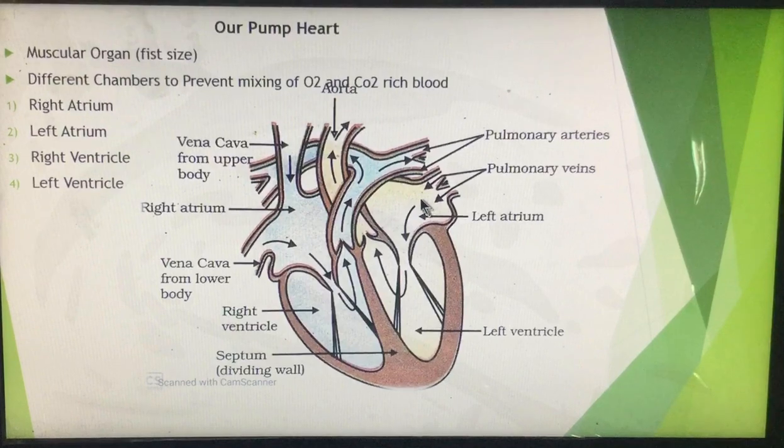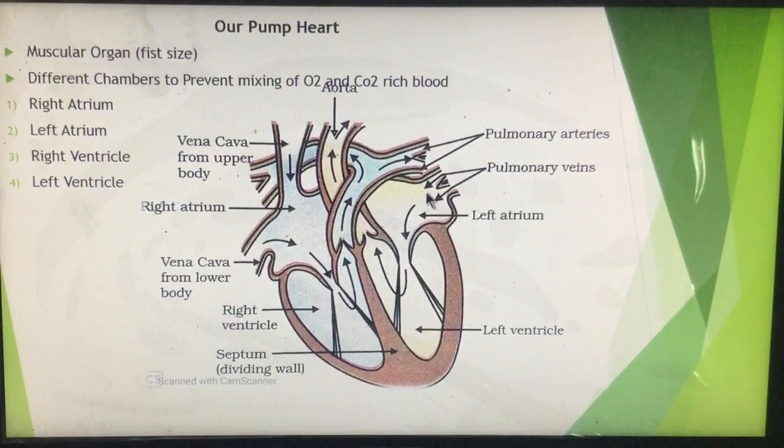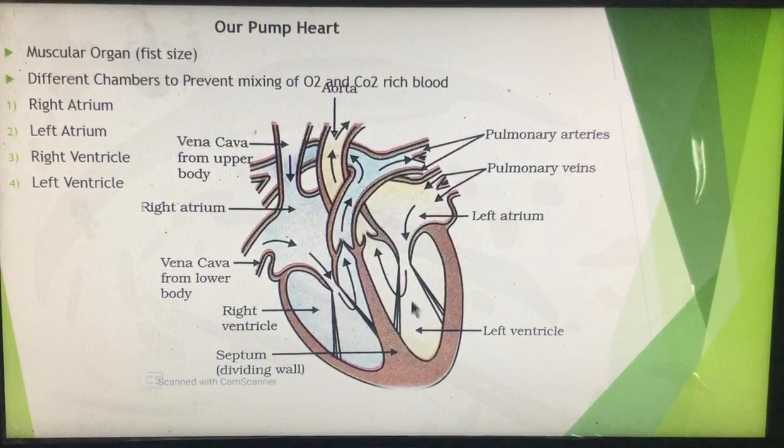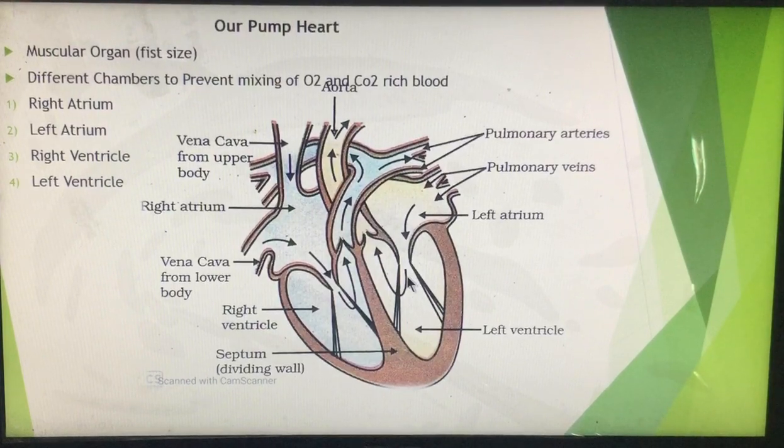Now what happens? The left ventricle contracts. पहले क्या contract कर रहा था? Left atrium. When the left atrium contracts, the oxygenated blood goes into the left ventricle. Now when the left ventricle contracts, अब ये left ventricle contract करेगा तो ब्लड जो है वो it goes out of the heart with the help of a blood vessel.